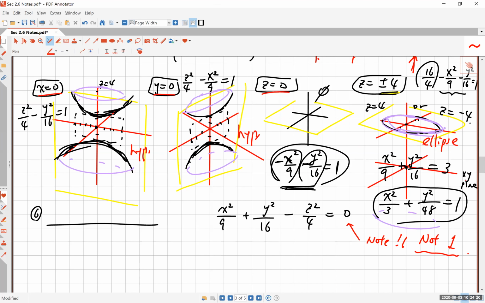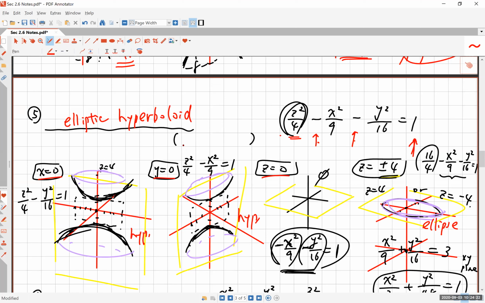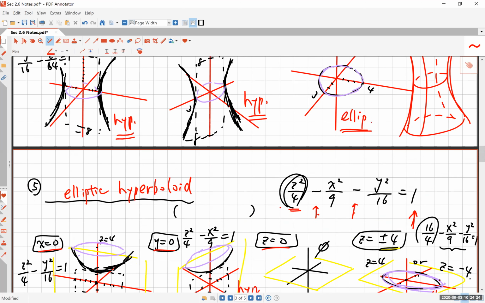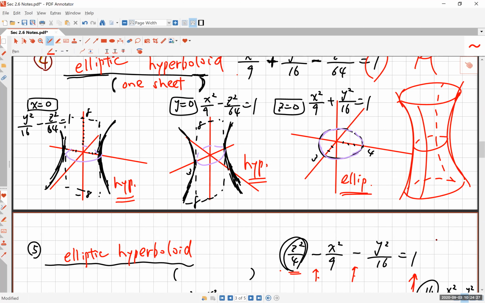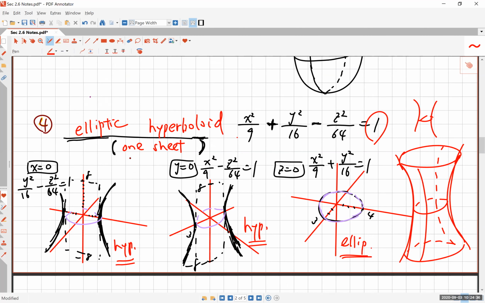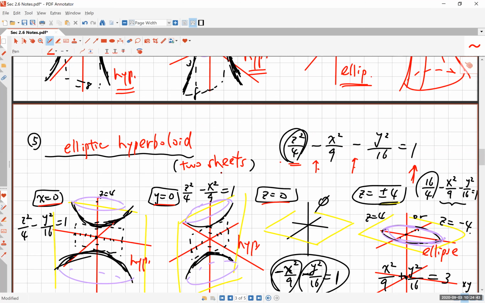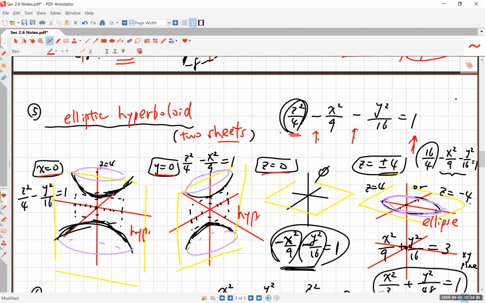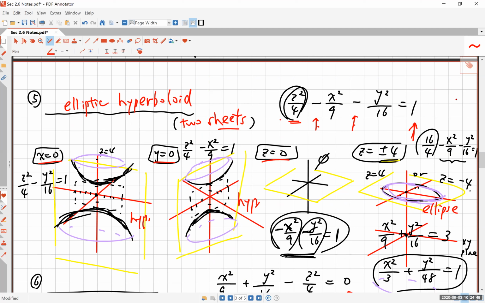Except you have two components because you have two negative signs. So this is called an elliptic hyperboloid of two sheets. I like the word components better. It's an elliptic hyperboloid of two components. The first one was an elliptic hyperboloid of one component. But somehow the word sheets has taken over. So there are two types of elliptic hyperboloids, one with one sheet and one with two sheets. And I do want you to remember that.